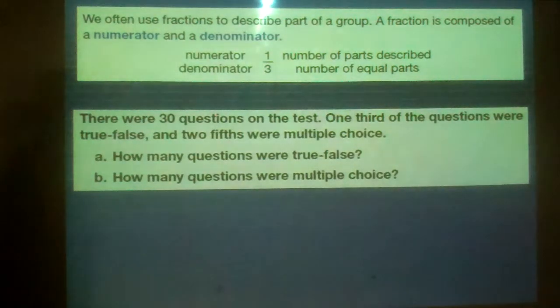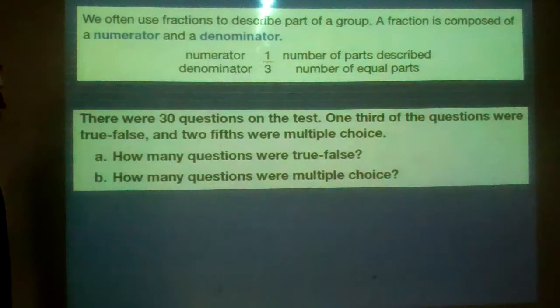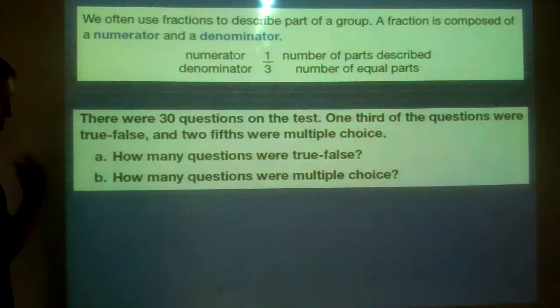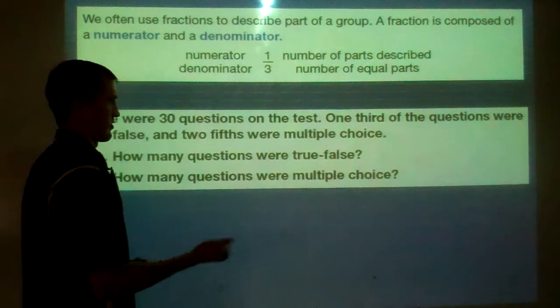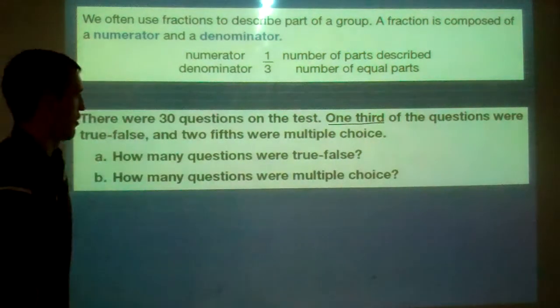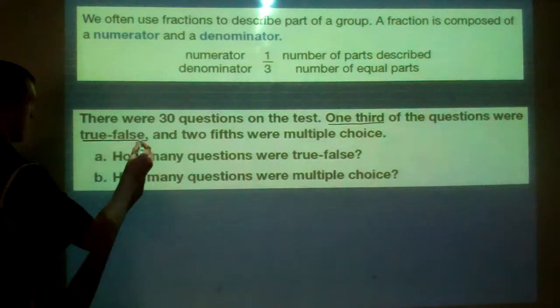So we started off with a question here. There were 30 questions on the test. 1/3 of the questions were true-false, and 2/5 were multiple choice. How many questions were true-false? Okay, well, let's figure this out here. We've got 1/3, and it says 1/3 were true-false.